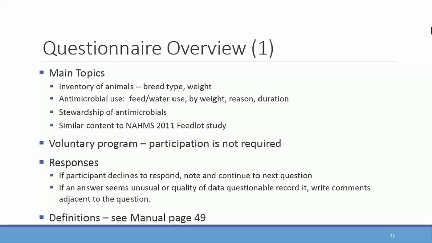This is your, I think, to VS and to NAHMS.